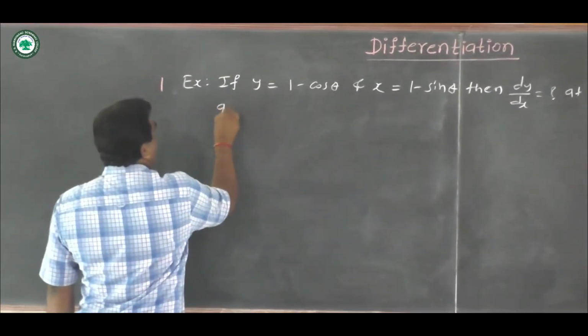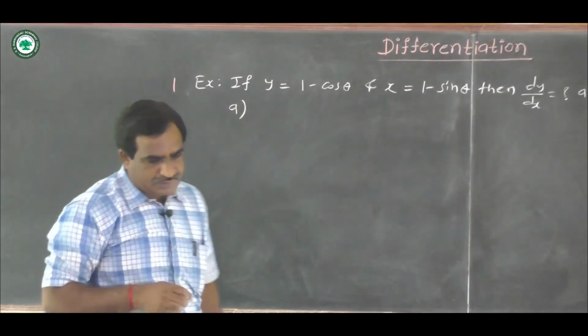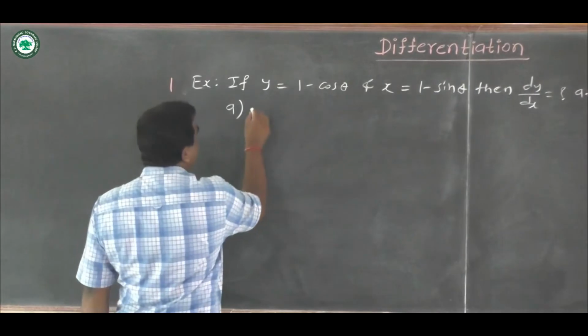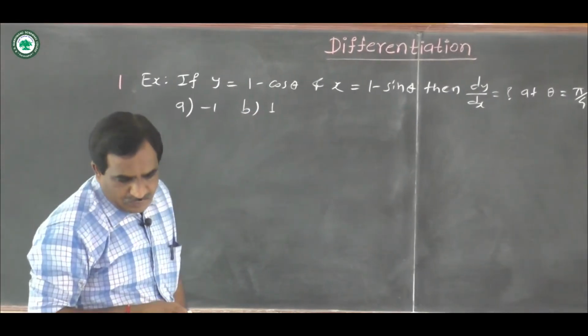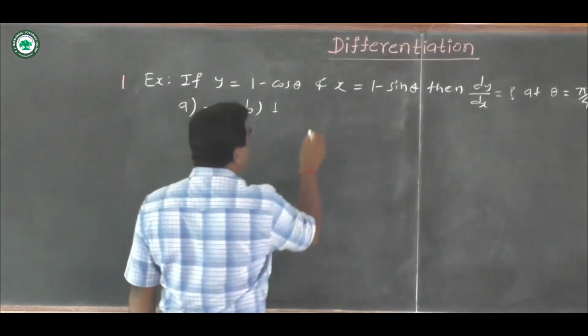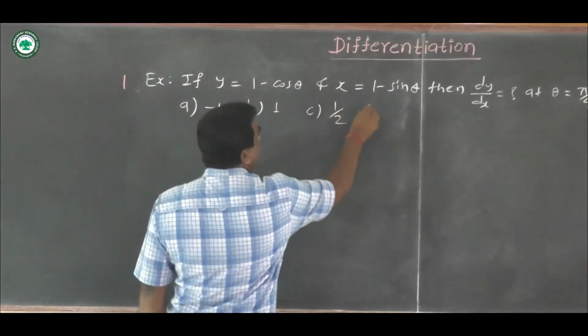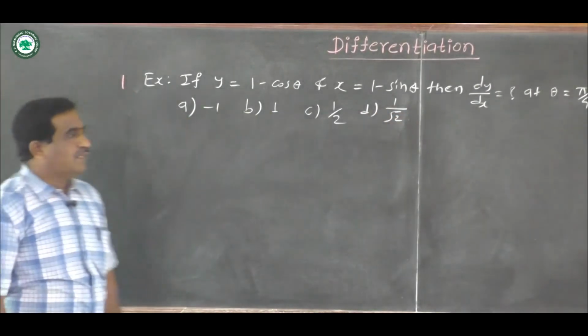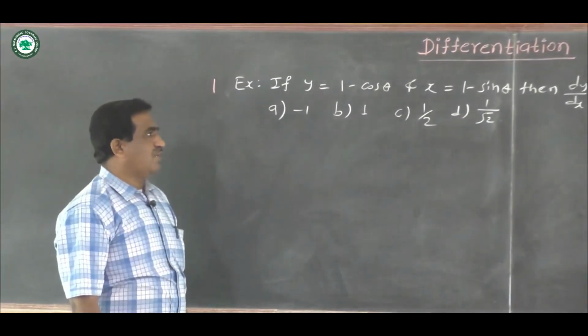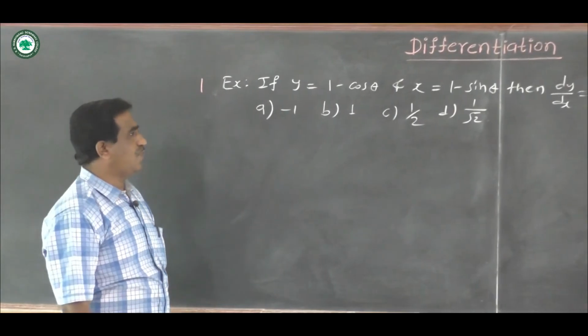Now the options are given. Option A is minus 1, option B plus 1, option C 1 by 2, and option D is 1 upon under root 2. Okay, now we have to find the value of dy by dx at theta is equal to pi by 4.